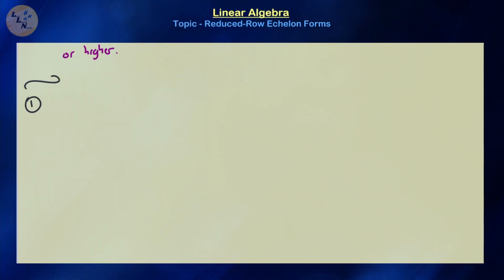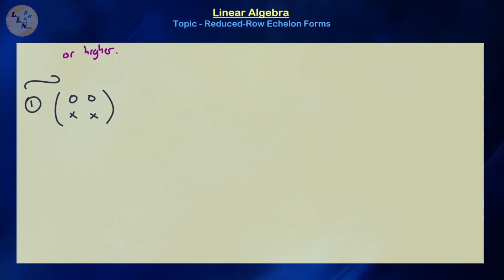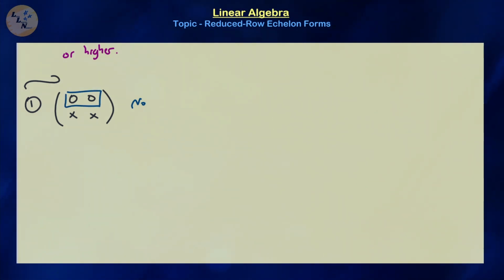So example 1. Suppose we have the matrix 0, 0, some number, some number. I'm going to be using x's just to notate some non-zero number. So is this in row echelon form? The answer would be no, because the all zero rows should be at the bottom of this matrix.